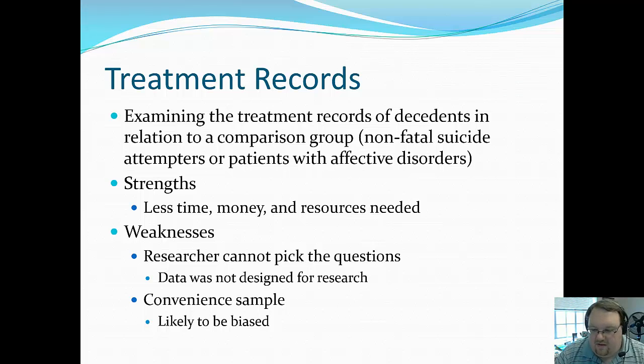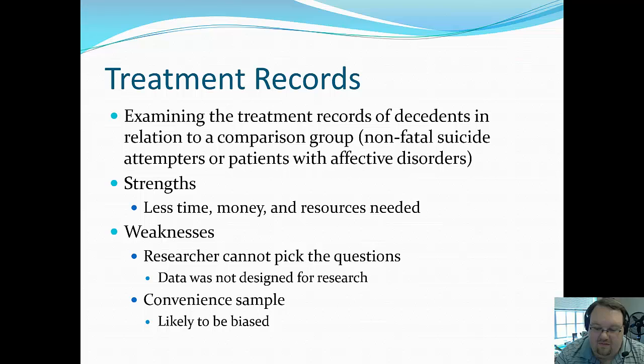However, there are weaknesses. And here, the researcher can't pick the questions. I can look at whether or not they had insomnia diagnoses, but that doesn't mean anyone ever asked them about their sleep. The data were not designed for research. I should mention this is actually a typo. This should be were. Data is plural for those who care. So the data were not designed for research, and so that makes it harder to answer your research questions often.